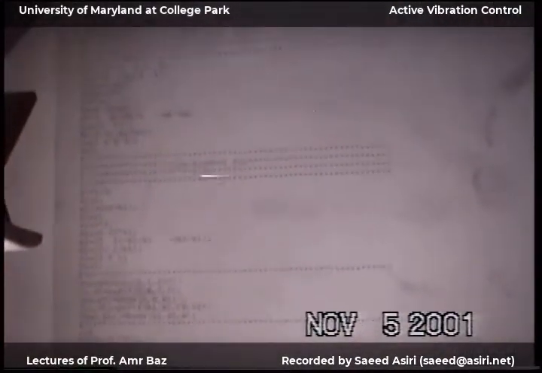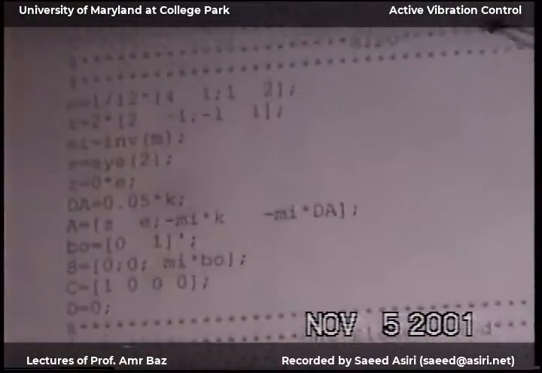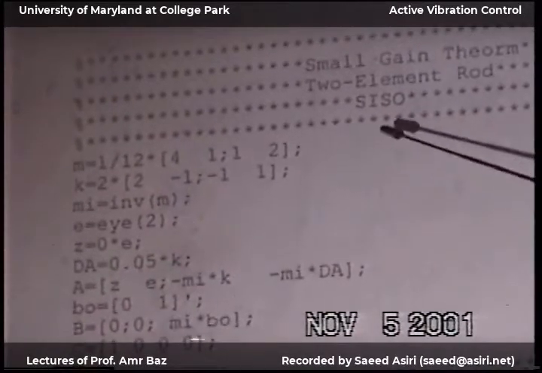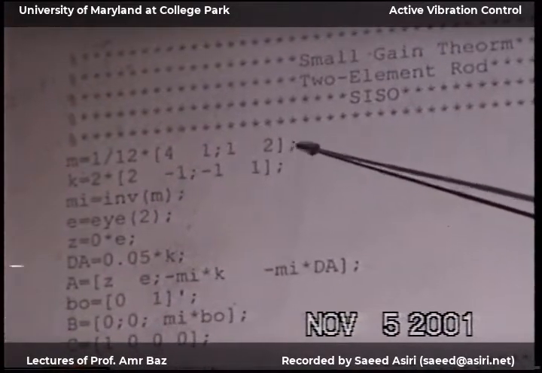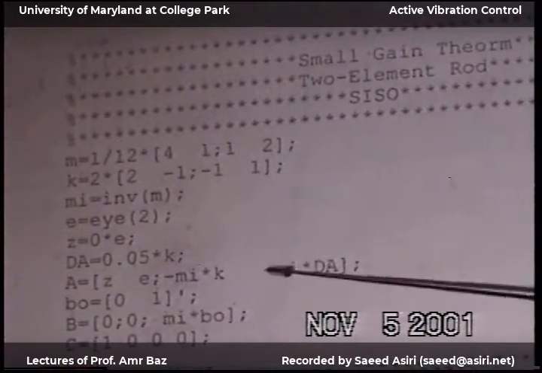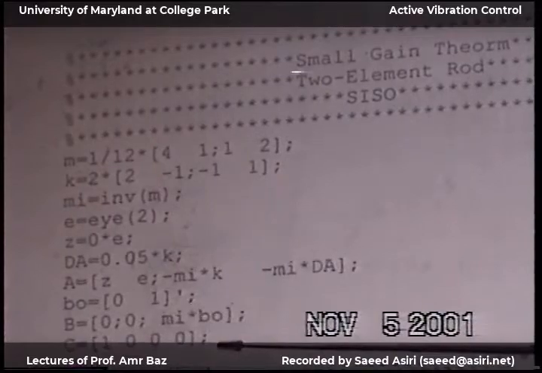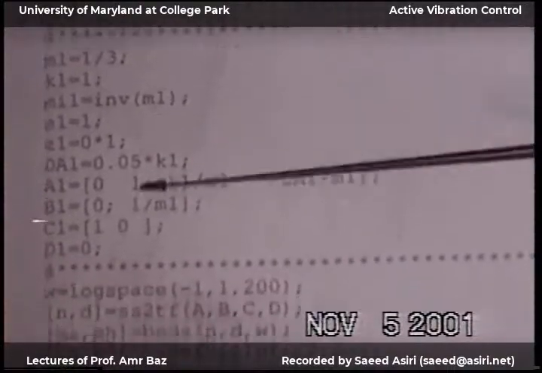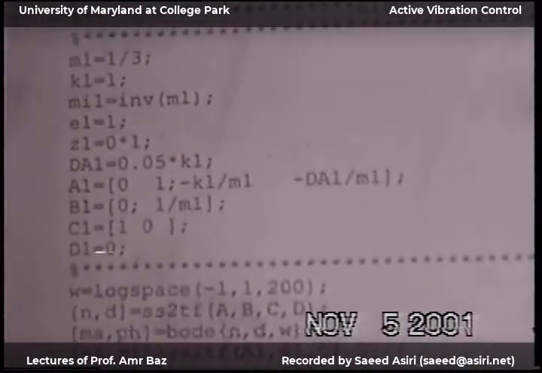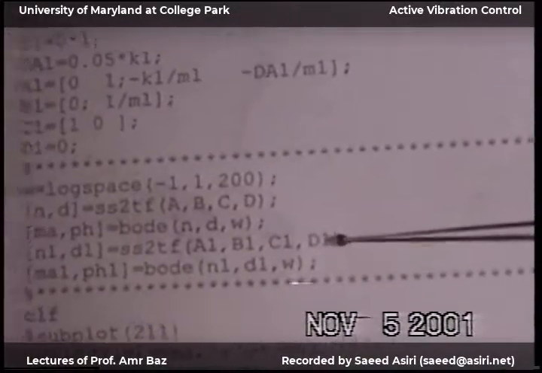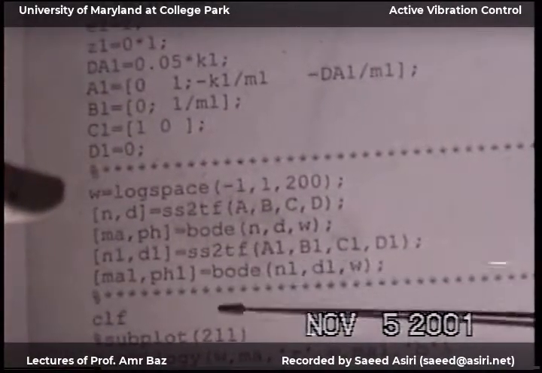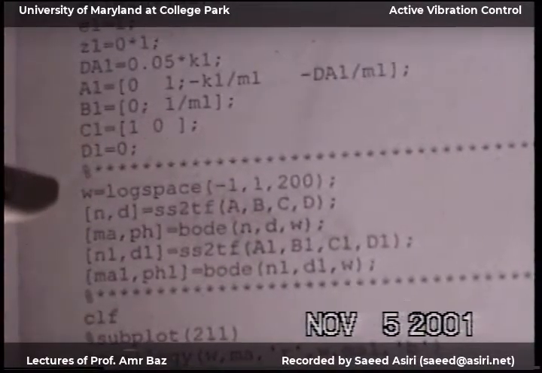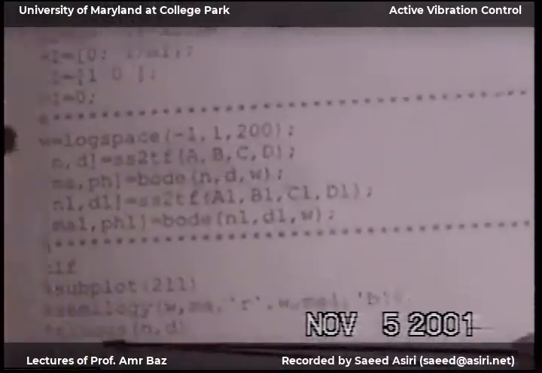So now for the system that we have, we either have 2 elements or 1 element. For the 2 elements, we have to have matrices 2 by 2, the stiffness and mass matrix. I'll form the A matrix, the B matrix, and the C matrix. The same for the 1 element rod. I'll form the corresponding matrices. And then now, I'm going to plot the Bode diagram for the 2 cases. And also, I'll plot the root loci for the 2 cases.